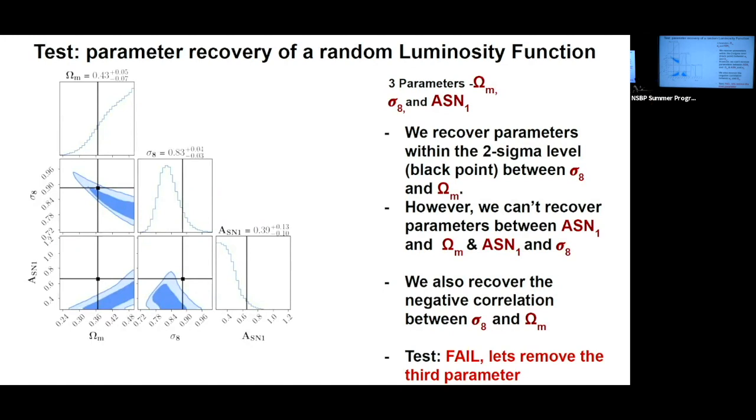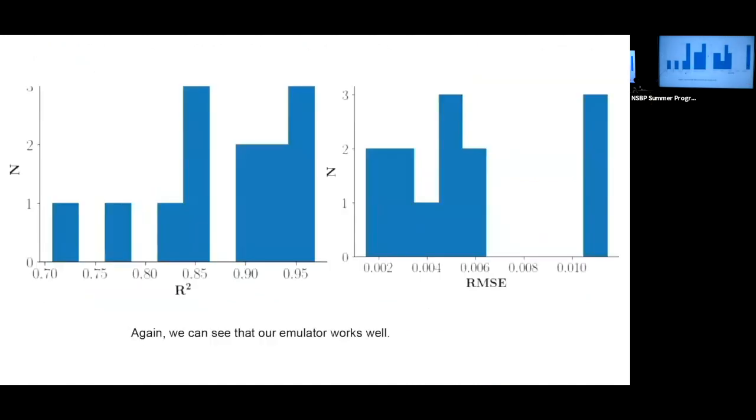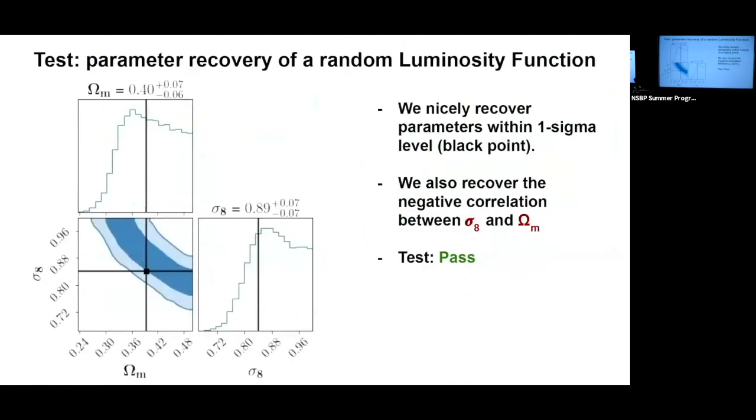So what we ended up doing, what if we removed the stellar feedback parameter and we just trained the emulator with the 2 parameters, the omega matter and sigma 8. And again, we did that, and we were able to recover a somewhat good distribution of R-squared and low RMSE, which is good. And we can see that we're able to recover the luminosity function within 1 sigma level, which is extremely good.